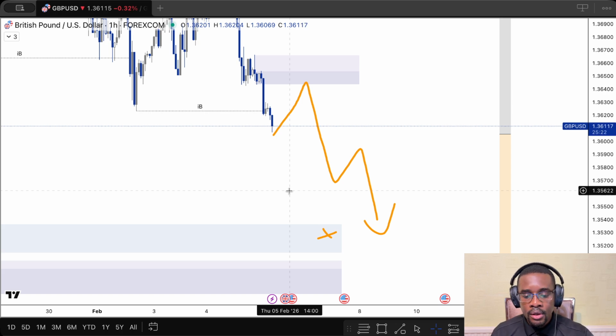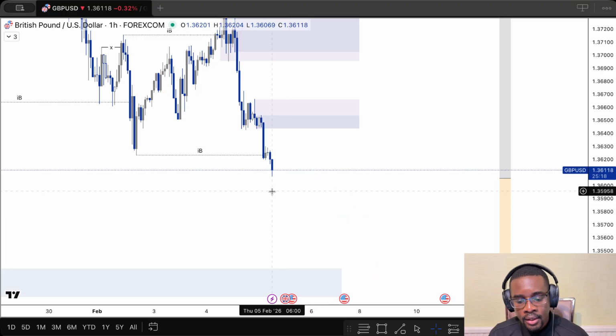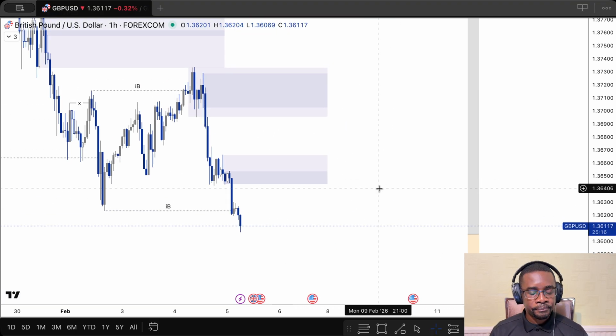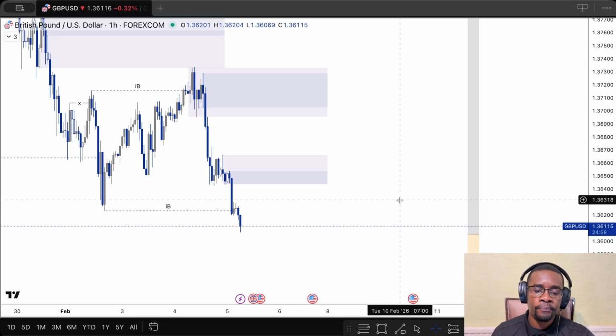So that is the analysis for the pound and the Euro USD. So we're pretty much bearish, still in that pullback phase. So we're expecting price to continue dropping all the way until we mitigate at least the first daily demand on both the pound and the Euro USD.